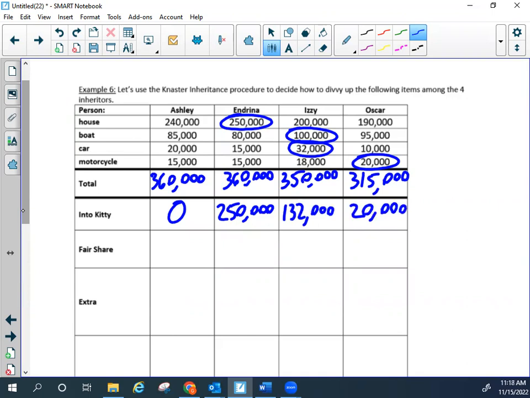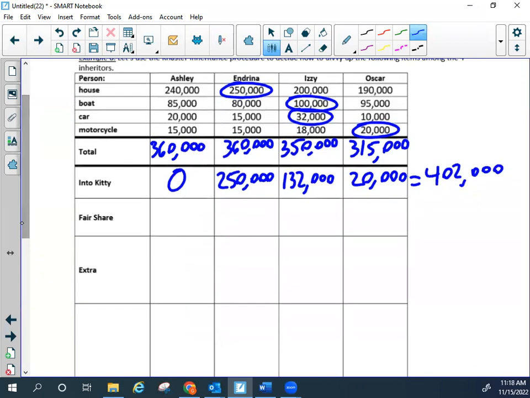So obviously Adrena put in a lot more money than anybody else. So there is $402,000 on the table here in the kitty. To get the fair share, how many bidders do I see? I see 4 bidders: Ashley, Adrena, Izzy, and Oscar. 4 people. The fact there's 4 items is just a coincidence. Total coincidence. Don't go off that.